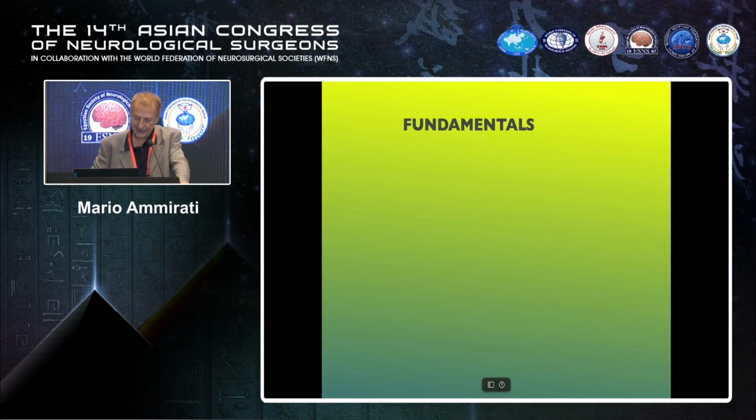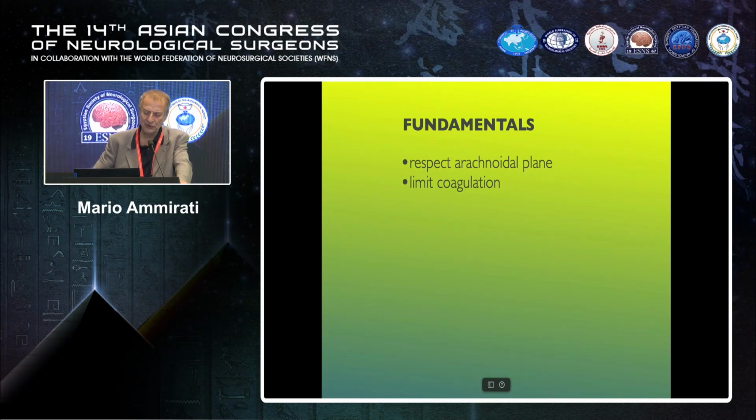And what we want to stress is that if you use appropriately the fundamentals of microneurosurgery, then you are able to remove this tumor using a very simple approach that inflicts very little trauma to the patient. So you must respect the arachnoidal plane, you must limit the coagulation, and we are used to the sitting position because, of course, the blood flows away from your surgical field just by gravity.